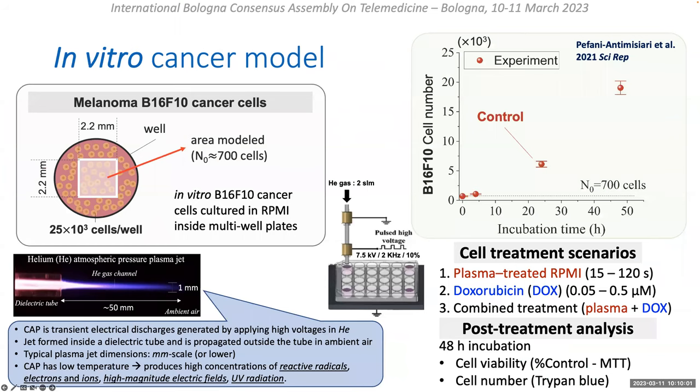The first example I'd like to demonstrate using ABM with BioDynaMo is that of the in vitro treatment of melanoma cancer cells using cold atmospheric pressure plasma, and a chemotherapeutic agent, in this case, doxorubicin.